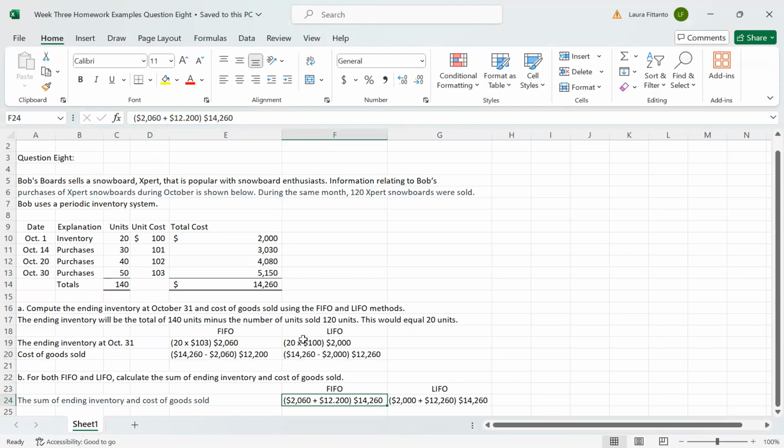For LIFO, we're going to take the ending inventory of 2,000, add the cost of goods sold of 12,260, and that's going to give us our 14,260. And that is it.